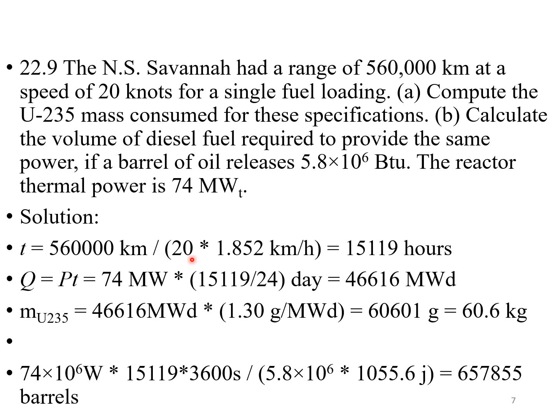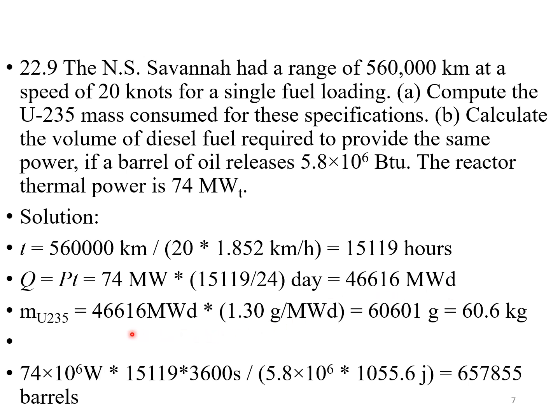We convert the speed of 20 knots to kilometers per hour, kph. Then we get this number of hours. Then the total heat in units of megawatt-days will be the power in megawatts times the time in days. So 74 megawatts thermal times the total number of hours divided by 24 hours per day gives the number of days. Then we get this number of megawatt-days. To be more specific, it's megawatt thermal days.